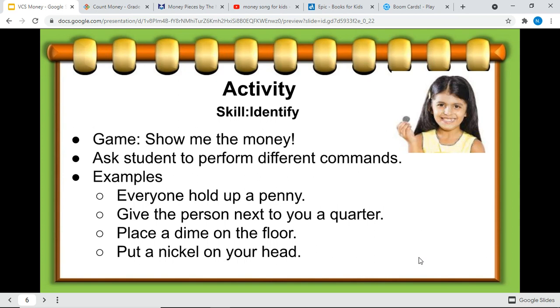So again, whether they're in the physical classroom, they'll be able to turn to a neighbor or a partner and give it to them. Or if they're working with a caregiver at home, they could pass it to them. Next, you can ask them to place the dime on the floor or on the table. In addition to put a nickel on your head. So the possibilities are endless.